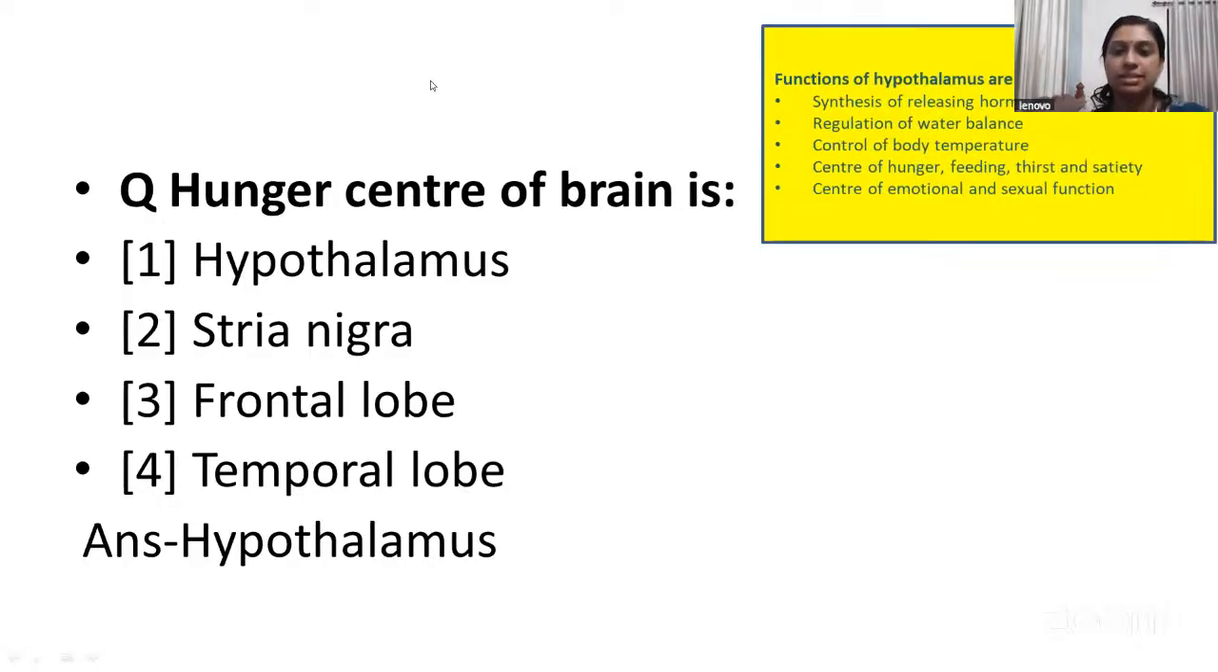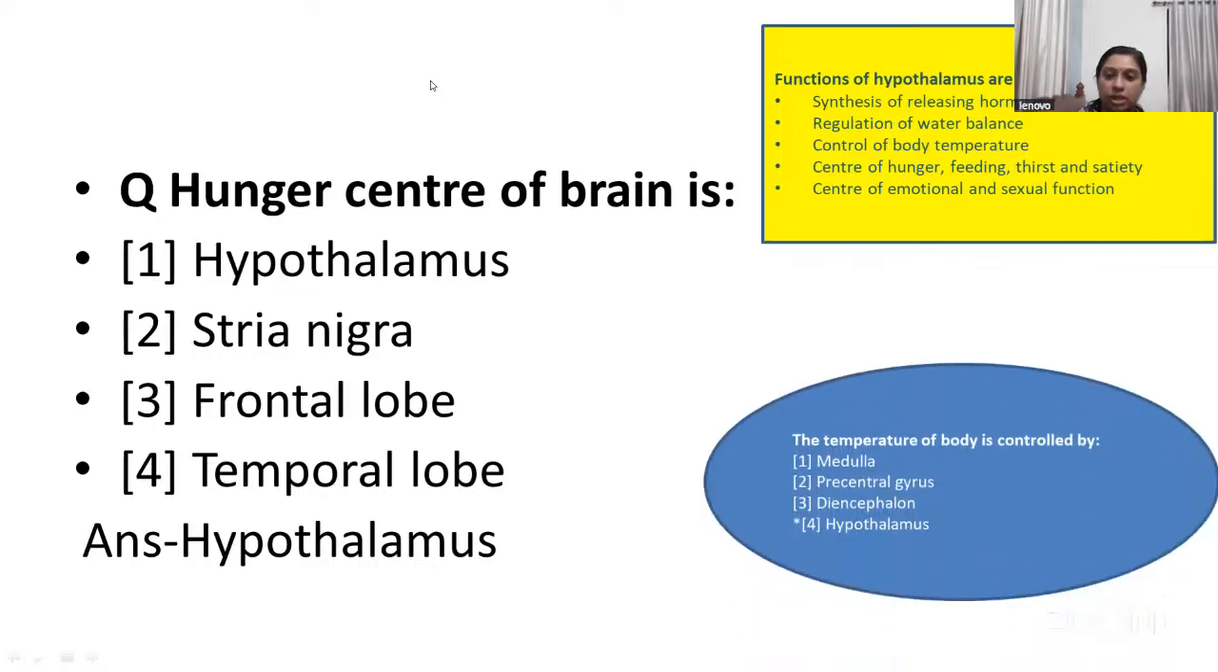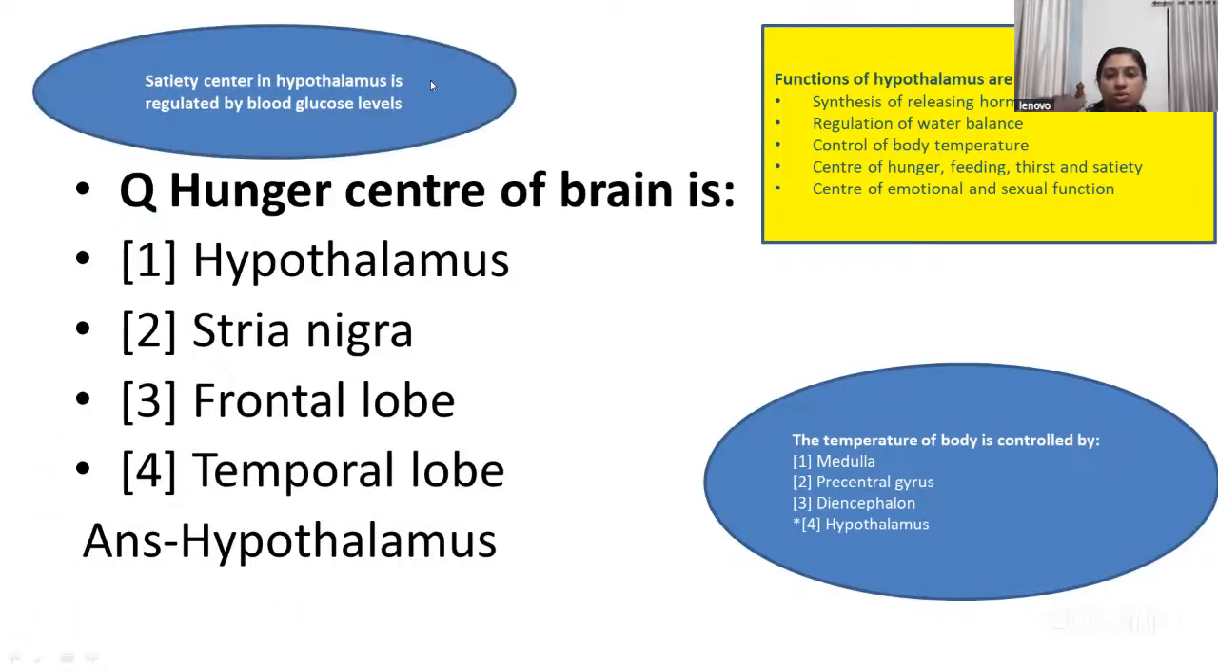So, this hypothalamus, as we all know, it is responsible for the synthesis and release of releasing hormones, regulation of water balance, control of body temperature, center of hunger, feeding, thirst, and satiety, center for emotional and sexual function. These are all the functions of hypothalamus. Okay. Another question is temperature of body. It's controlled by hypothalamus. Also, the satiety center, which is in association with the hypothalamus, it is usually regulated by the blood glucose levels.